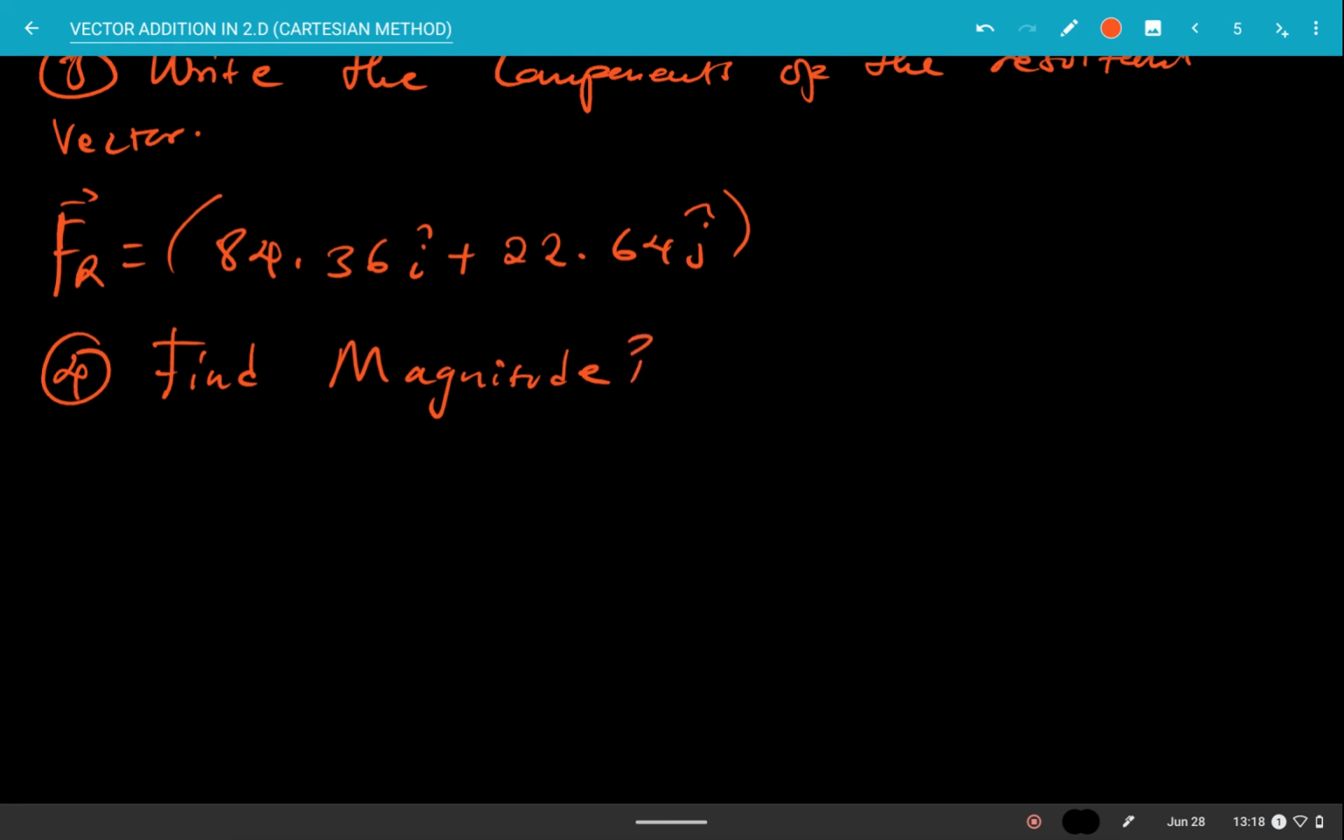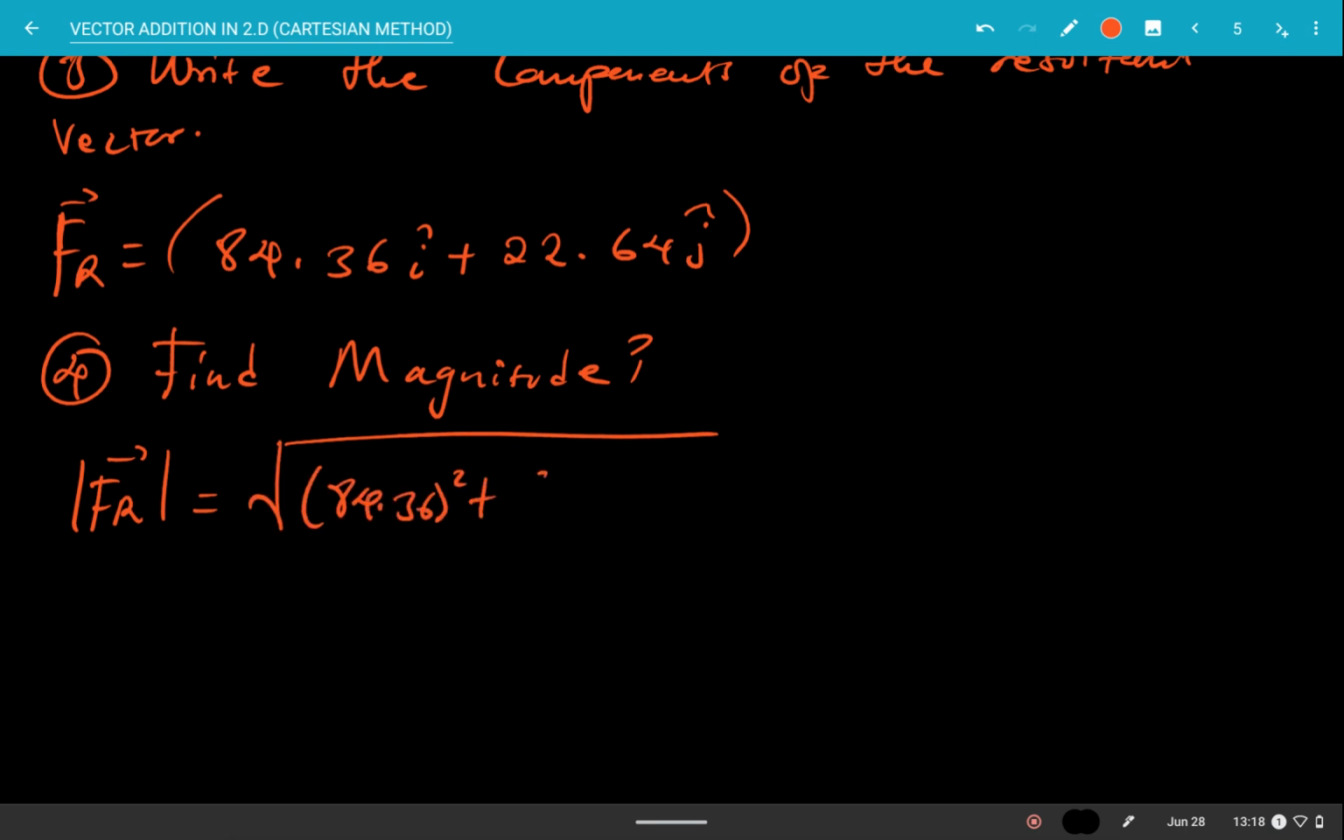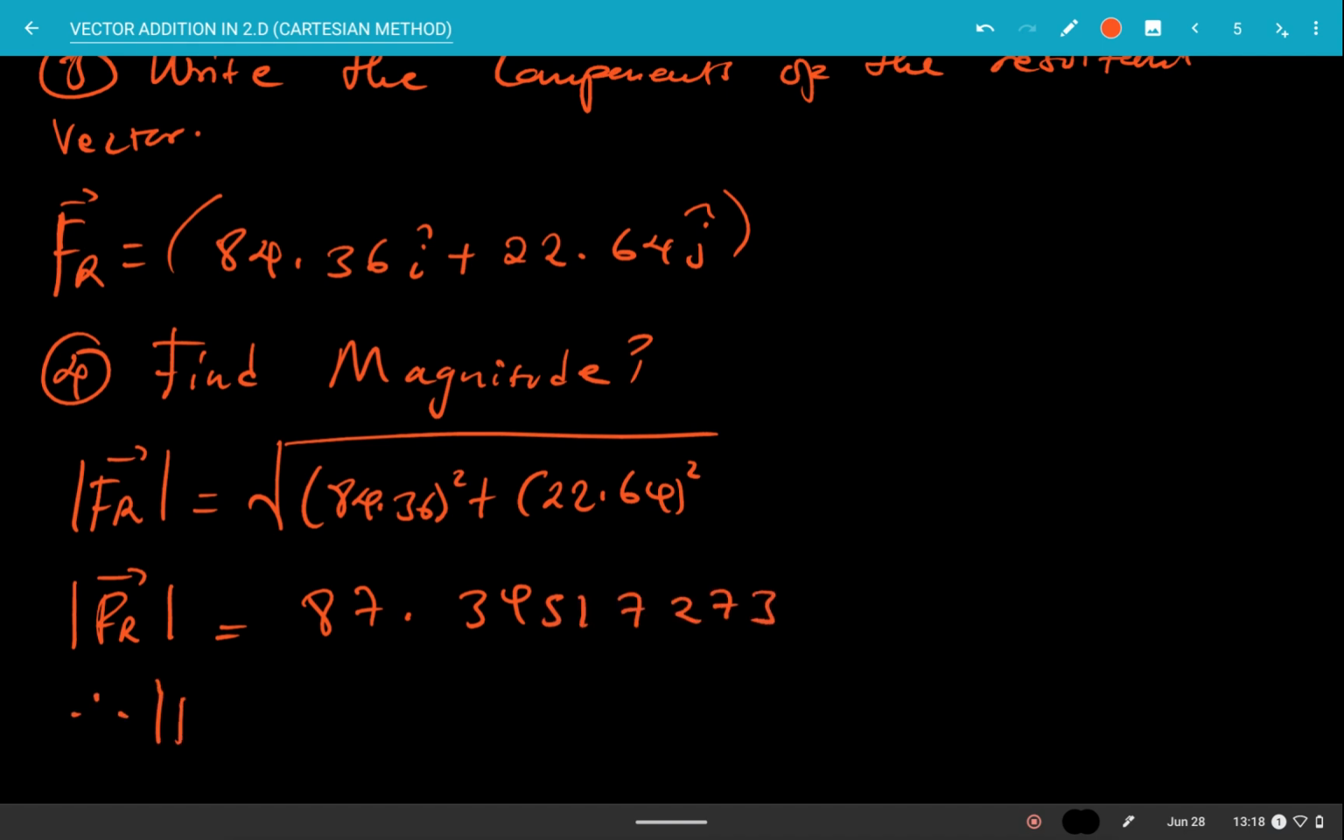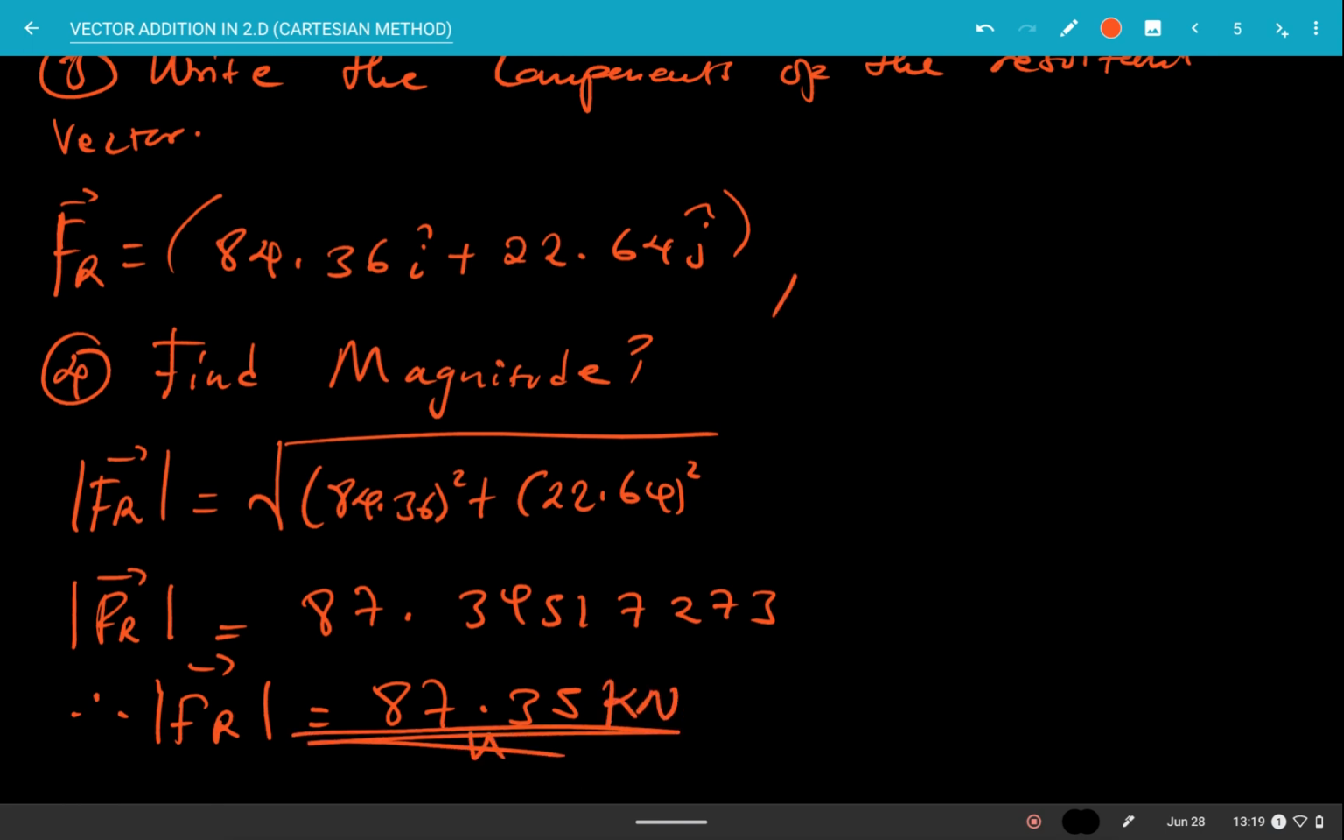So the magnitude will basically be this, the root of 84.36 squared plus 22.64 squared, and you get your resultant to be equal to, if you compute this rightly, 87.34517273. If you round this off to 2 decimal places, you have 87.35. Remember, the units that we are having are kilonewtons, so those are the units we have. Then finally, all we have to do is to find the direction.